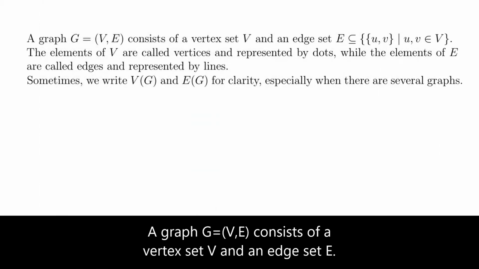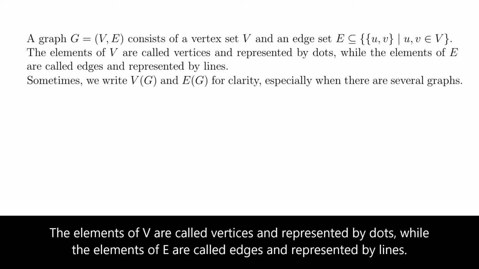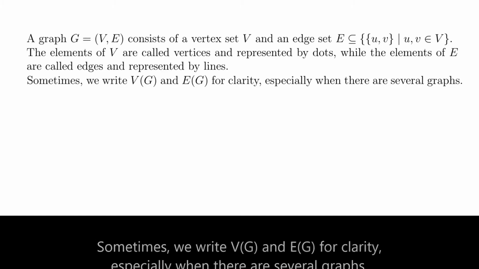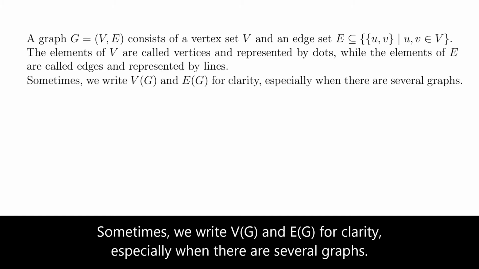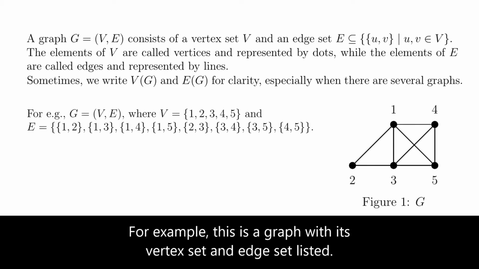A graph G consists of a vertex set V and an edge set E. The elements of V are called vertices and represented by dots, while the elements of E are called edges and represented by lines. Sometimes we write V_G and E_G for clarity, especially when there are several graphs. For example, this is a graph with its vertex set and edge set listed.